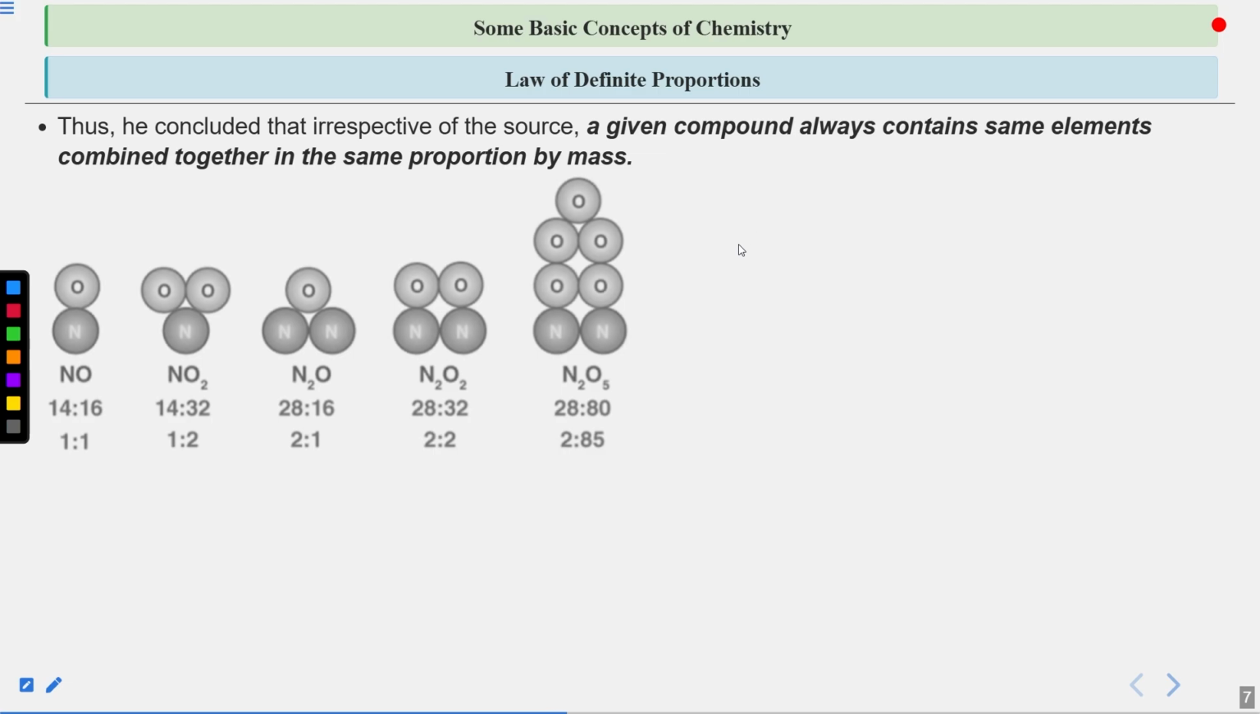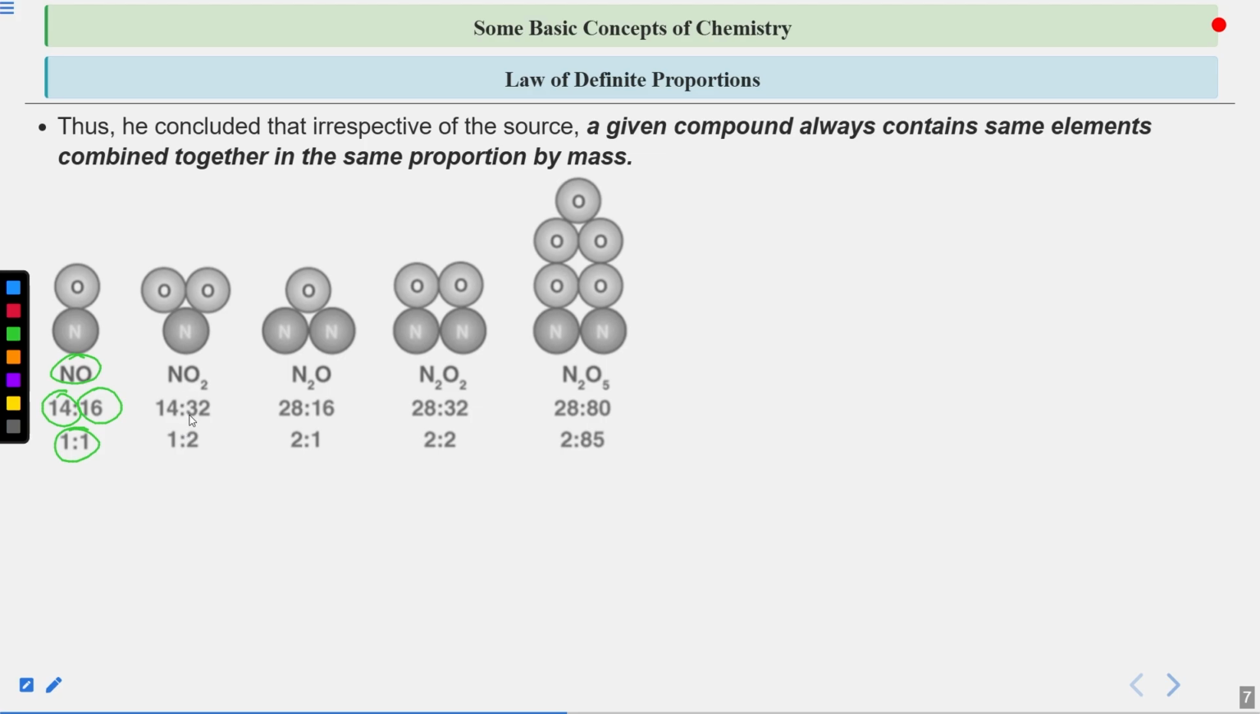So here are some more examples of definite proportion. In case of NO, the ratio is 1:1. Okay, so this is the ratio of the number of atoms. If we are telling that your mass is the same, that means your atoms are also the same. So if you are taking NO, then their weight ratio will be 14:16. If you want, you can simplify it further. It will give you 7:8, whereas the atomic ratio will be 1:1, 1 nitrogen, 1 oxygen.